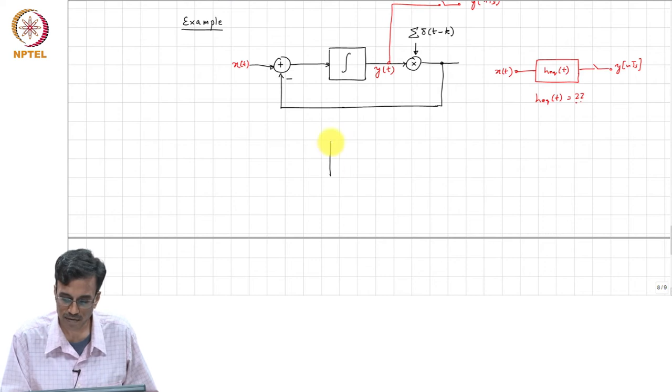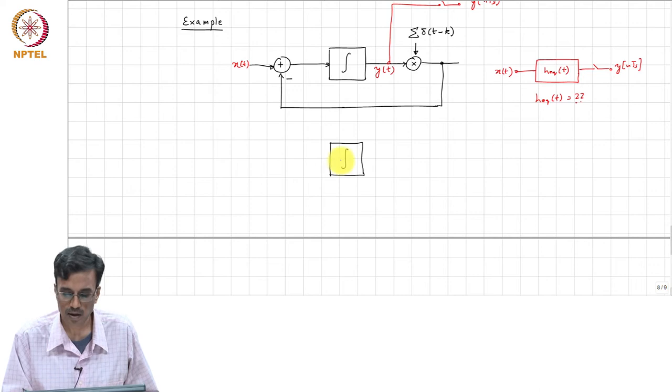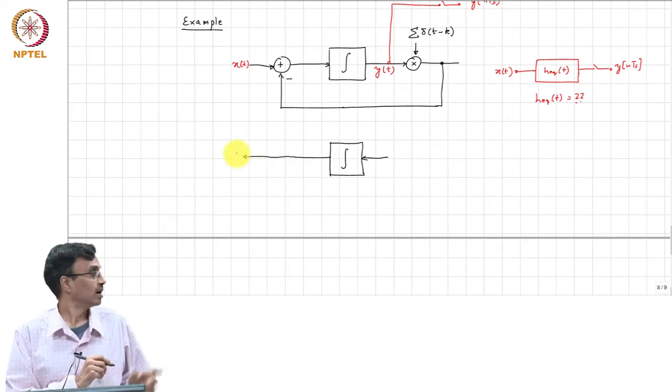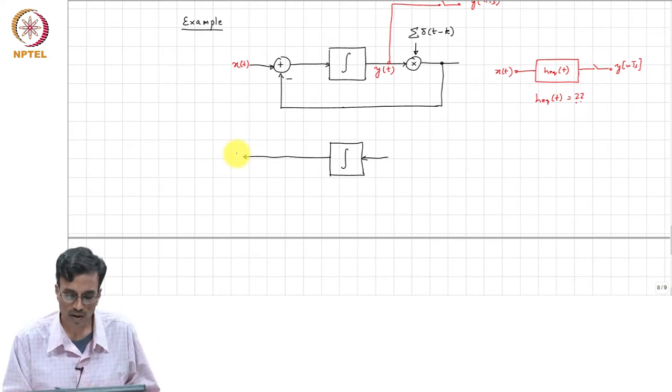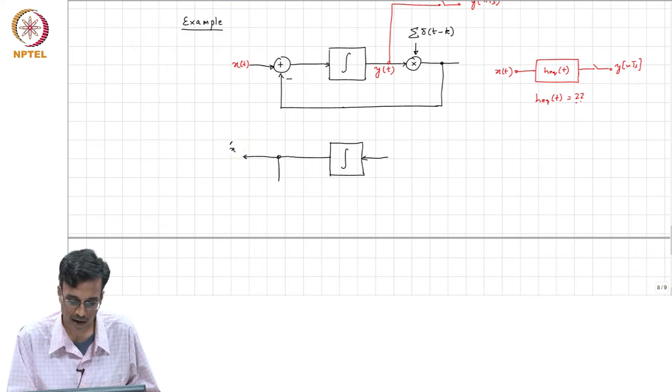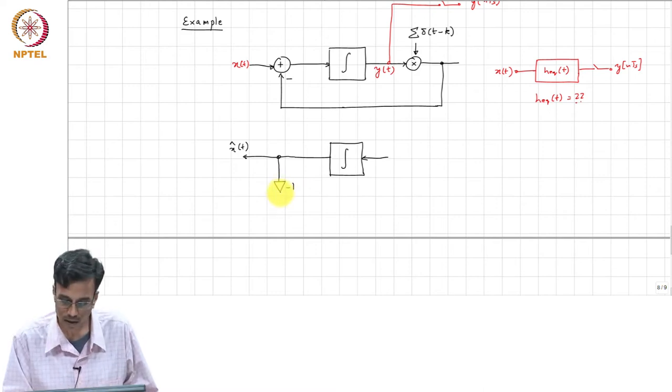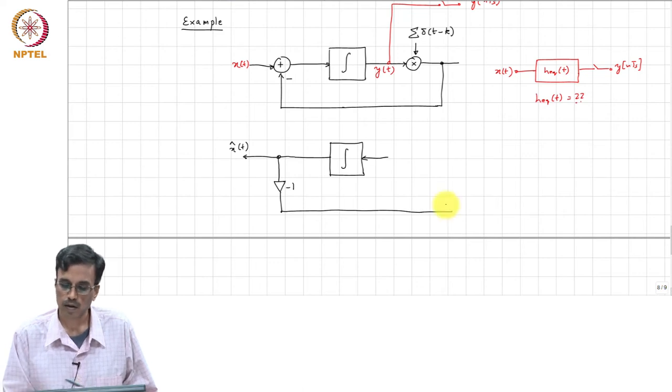Well, this is a signal flow graph. So this is a time invariant gain, so it just remains like that. All the directions of the arrows are removed. This is a summing node, so that becomes a pick-off point with signs. This becomes x hat of t. This becomes minus 1, right? Then what do you do?